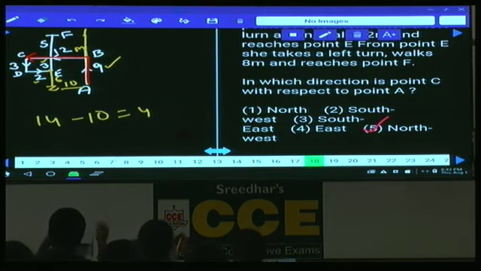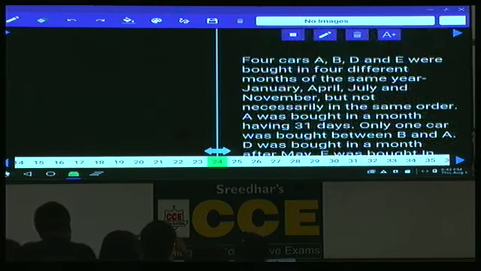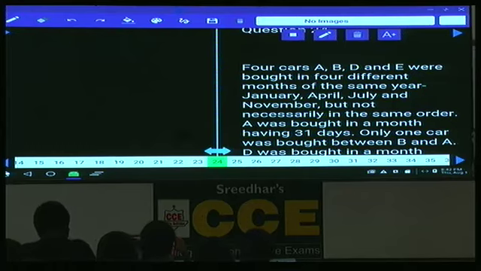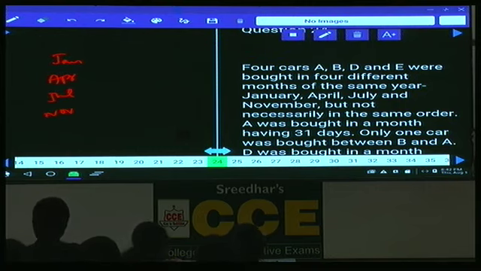Then 23 to 25. Now question number 24. In this one, 4 cars A, B, C, D bought in 4 different months of the same year, Jan, April, July and November, isn't it? Jan, April, July and November, but not necessarily in the same order.